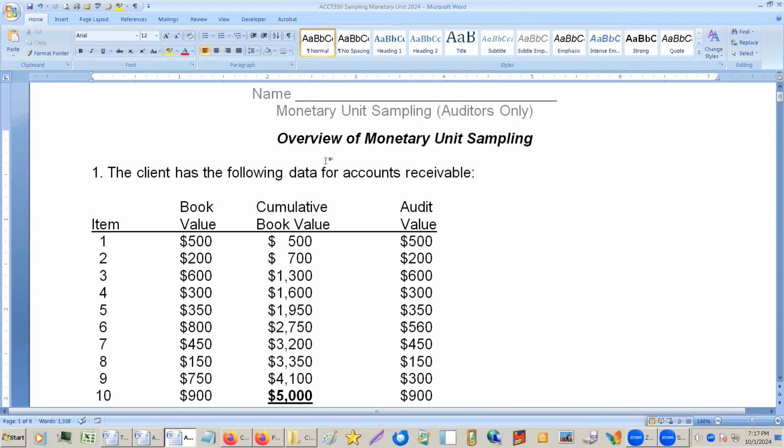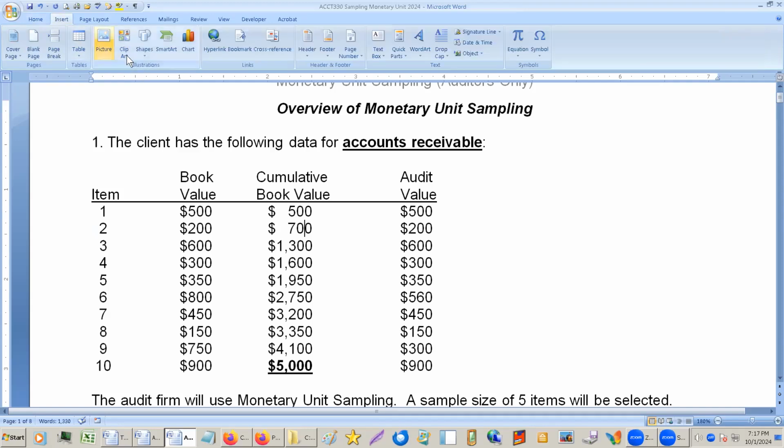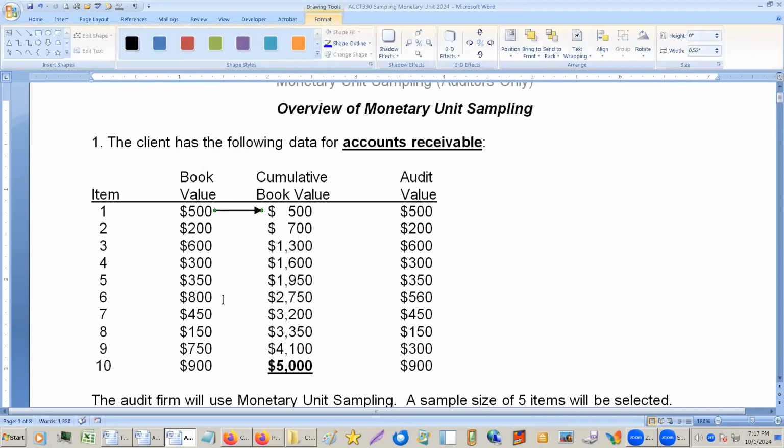So, for instance, let's take this case as our example to see how this works. We have the following data for accounts receivable. Here are the items and our book value of each item. And this middle column is just the running total. Let me show you what I mean. The first one is just the 500. The second one, we have the 500 plus the 200. And it just keeps adding on.